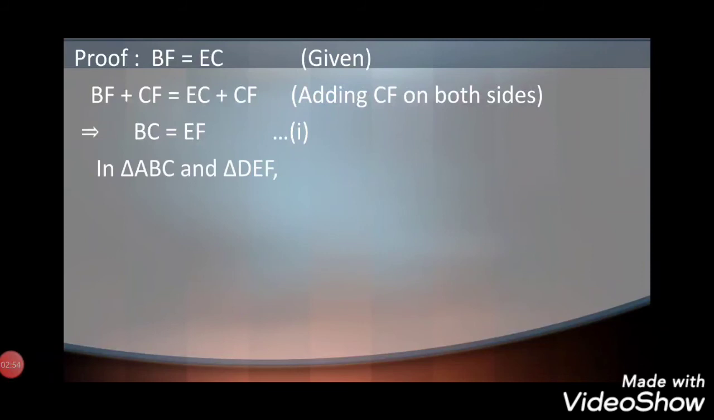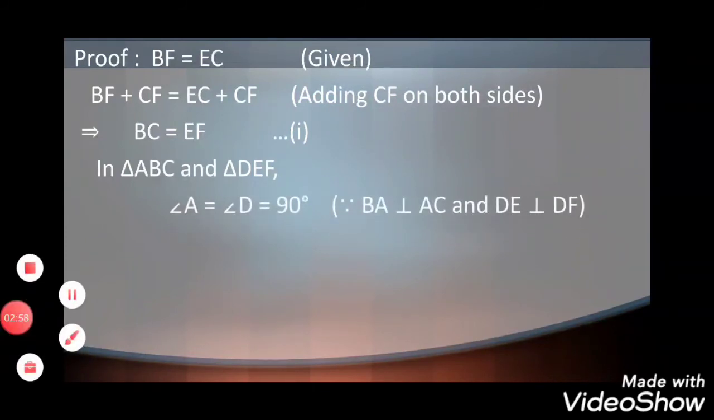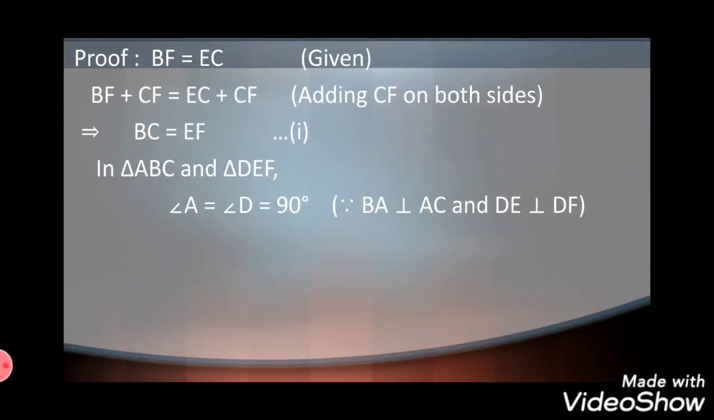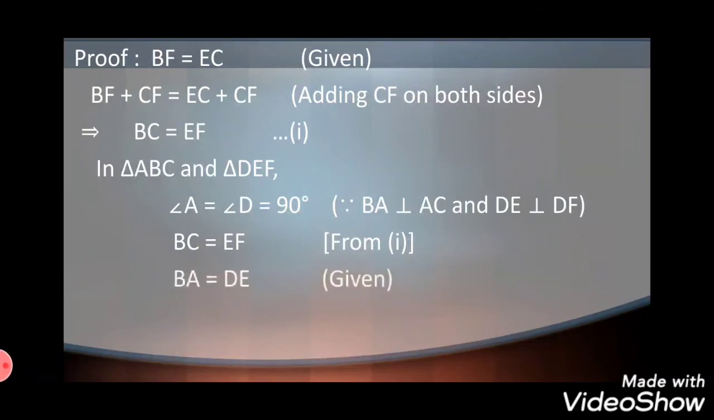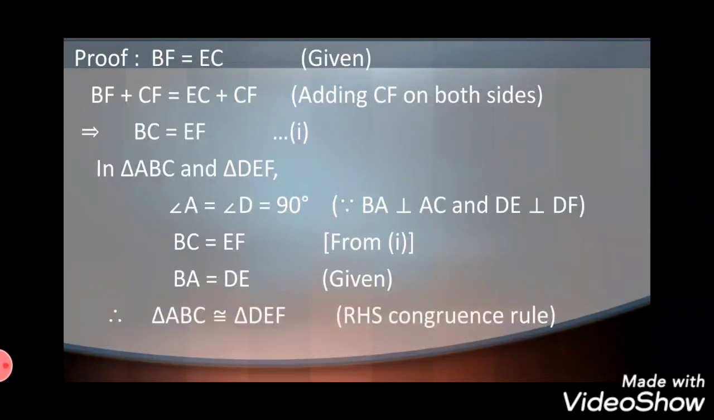Now in triangle ABC and triangle DEF, angle A equal to angle D equal to 90 degree, since BA is perpendicular to AC and DE is perpendicular to DF. BC equal to EF, this we have proved ahead, that is from equation 1. BA equal to DE, this is already given. Therefore, triangle ABC is congruent to triangle DEF by RHS congruence rule.